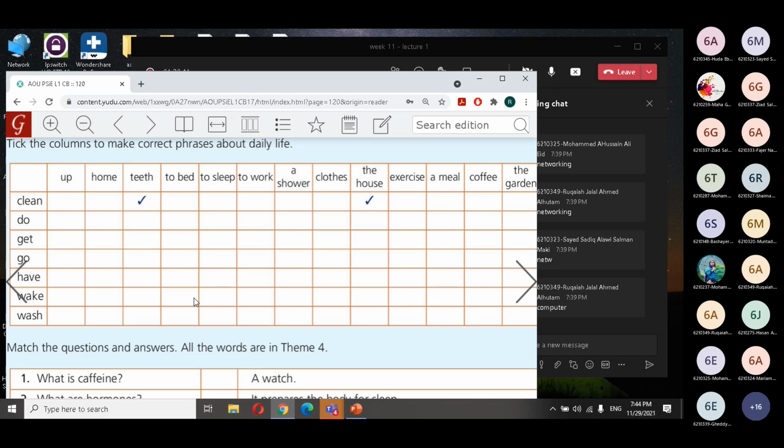Wash teeth. Wash the garden. Wash the house. Wash clothes. لا wash ما تنفع teeth. No, no, wash clothes. Wash the garden.